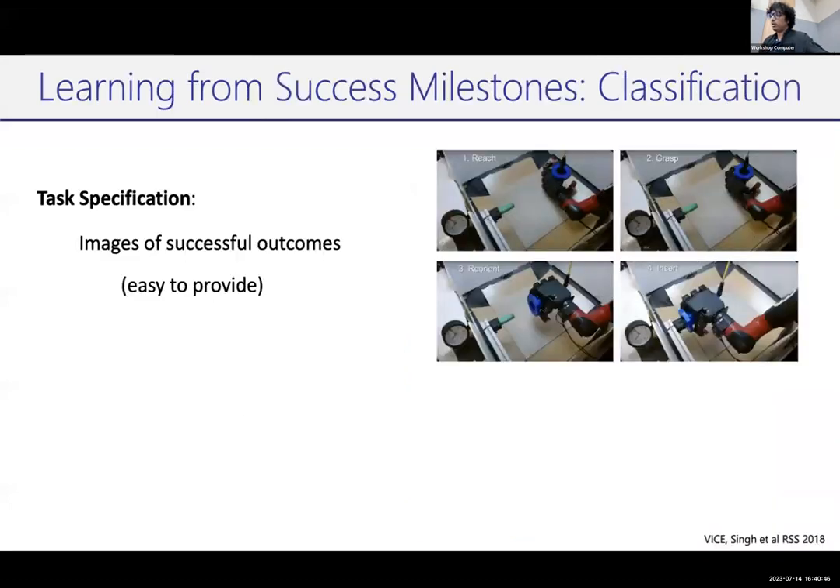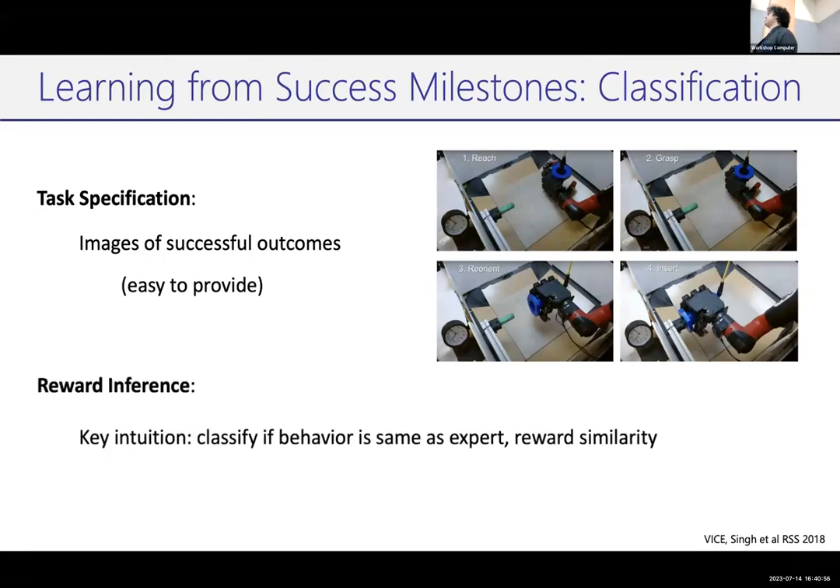And the way we're going to do it is just by training a classifier, right? The stupidest thing you could do. We just want to say, let's collect some images, right, from each of these. We're going to treat them as positives. And then we're going to treat everything that you collect on policy as negatives. And then you're just going to train a classifier, right? What that's going to do is reward behavior that's similar to each of these successful outcomes and give zeros to things that are not similar, right?